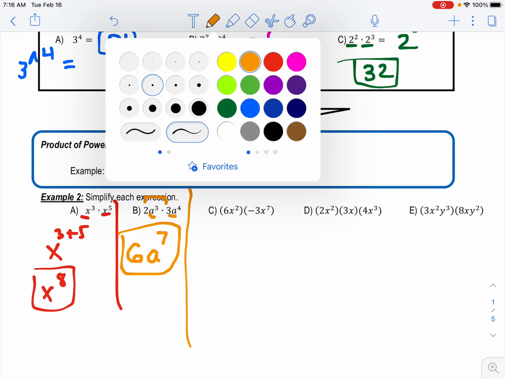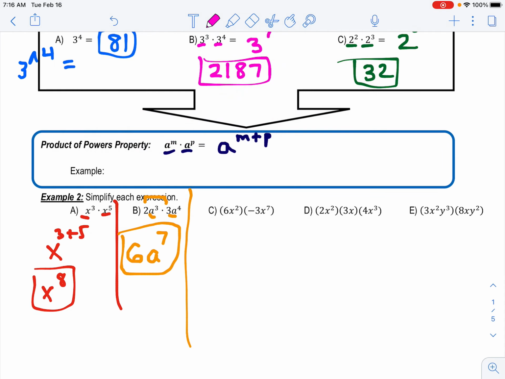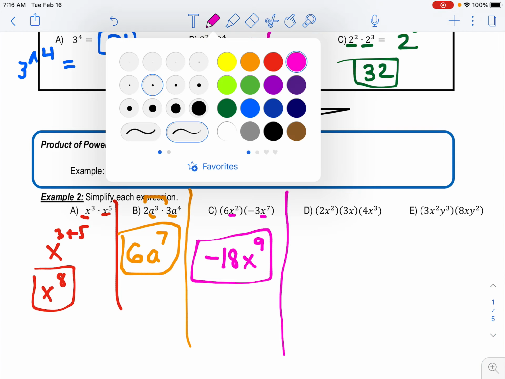Now, letter C is the same type of problem. We're still multiplying. This time they just put some parentheses around it. Still same procedure. It's still technically multiplication. Notice the common base was the x, but there's a 6 and a negative 3 in front of it. Well, 6 times negative 3 is negative 18. X is the common base, so I copy that, and then 2 plus 7 gives me 9. So this simplifies to negative 18x to the 9th power.